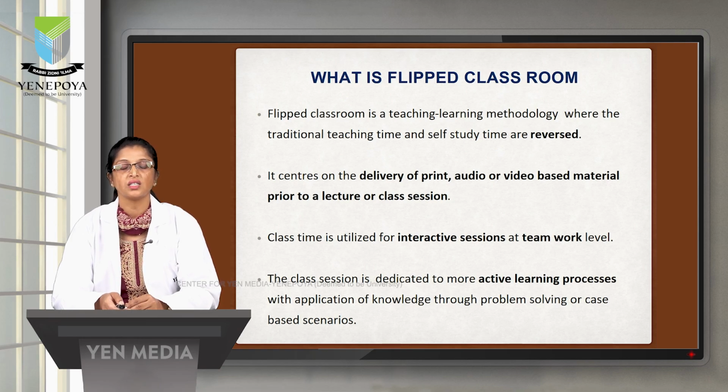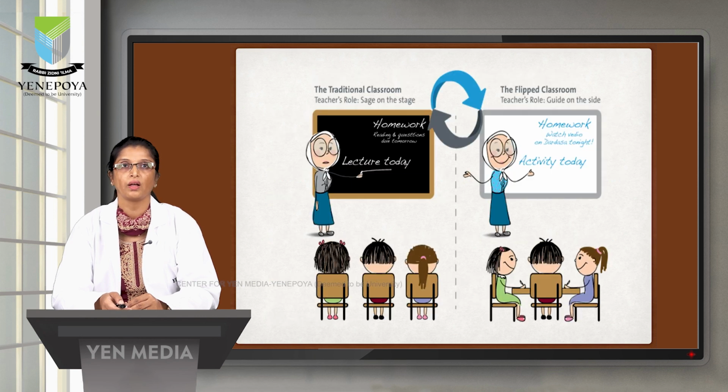The class session is dedicated to a more active learning process, where the basic concepts they have gone through in the prior material they will apply for higher order thinking, to solve problems or case-based scenarios. In a traditional classroom, the teacher acted as a sage on the stage, and didactic lectures are usually unidirectional and students are usually passive listeners.